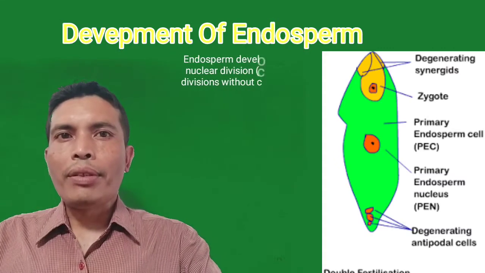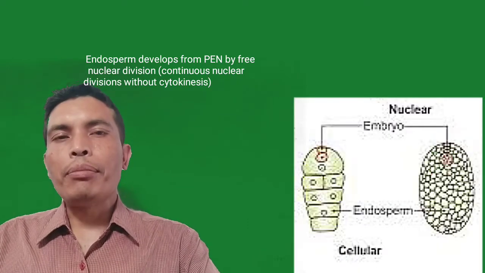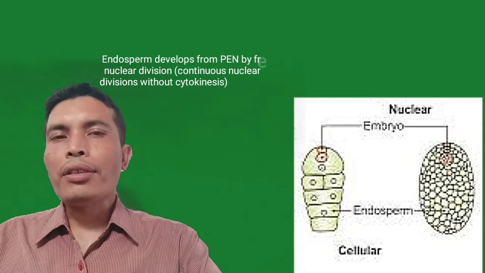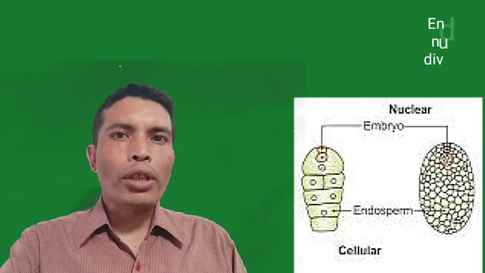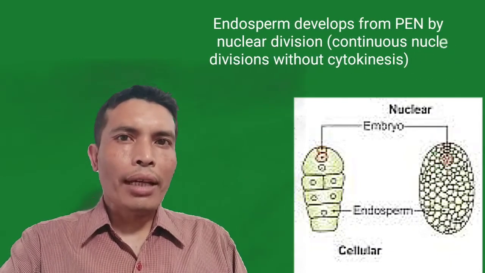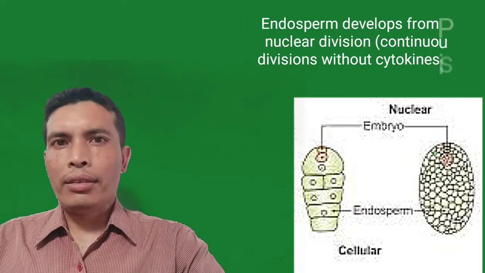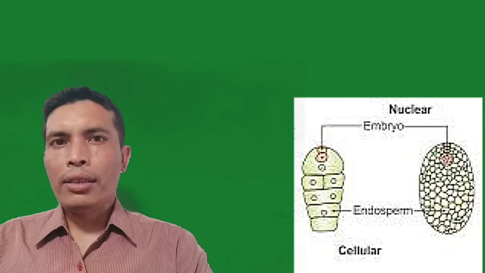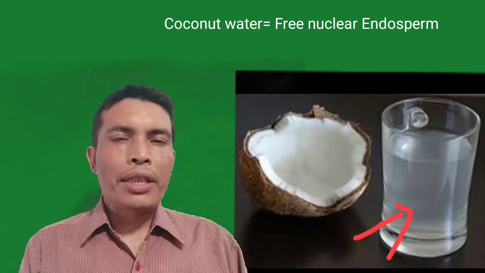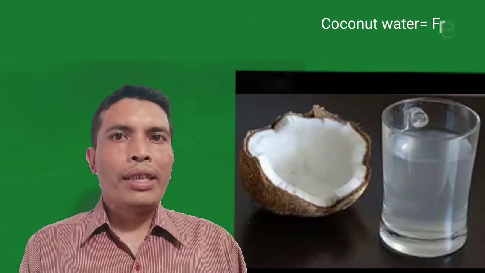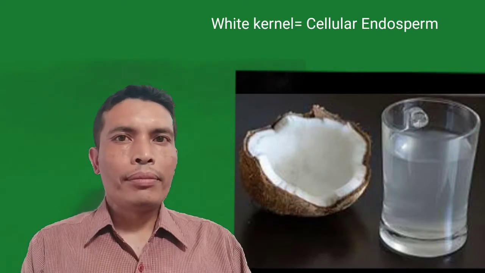Endosperm is triploid and it develops from the primary endosperm nucleus. The primary endosperm nucleus undergoes repeated mitotic divisions without cytokinesis. At this stage, the endosperm is called free-nuclear endosperm. Cell wall formation then occurs and the endosperm becomes cellular. The number of free nuclei formed before cellularization varies greatly. Example, in coconut fruit, the coconut water present in the shell is free-nuclear endosperm and the surrounding white kernel is cellular endosperm.